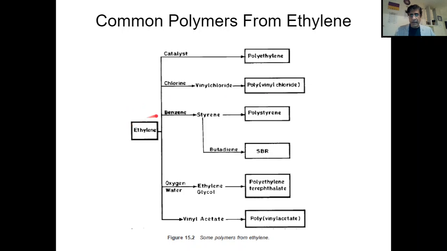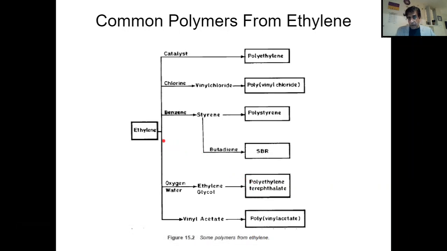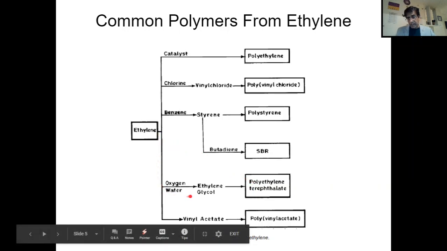And ethylene can react with benzene to make styrene, and then styrene can be converted into polystyrene, and styrene can also react with butadiene to make styrene butadiene rubber. And if you take ethylene and react it with oxygen and water, you get ethylene glycol, which can be converted into polyethylene terephthalate. And similarly, most important here, ethylene can be converted into vinyl acetate. Okay, and then vinyl acetate can produce polyvinyl acetate.